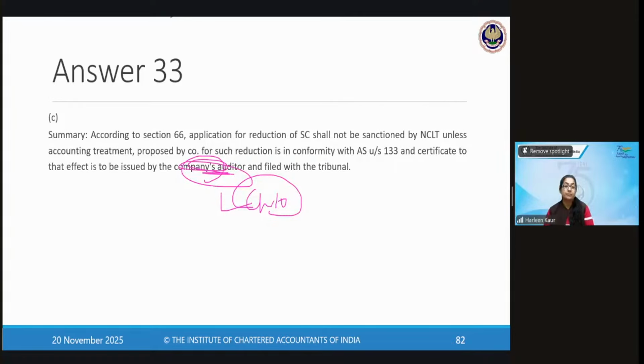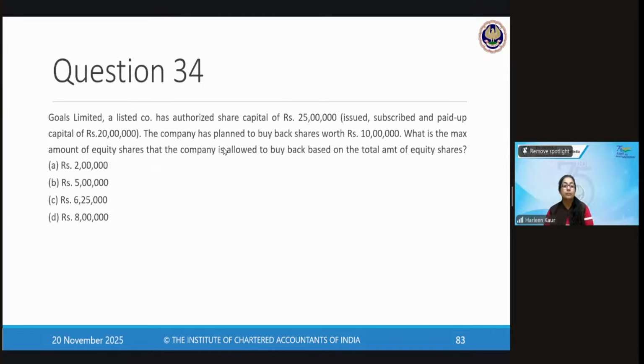Is that correct? Okay. 2 more MCQs, then I'll give you a small break for reading reduction of share capital and debentures because we have questions out of that also. Okay.